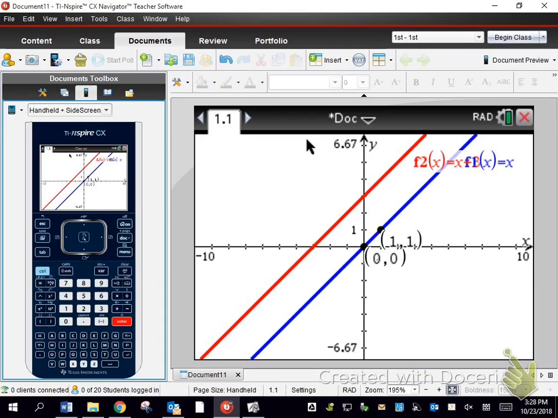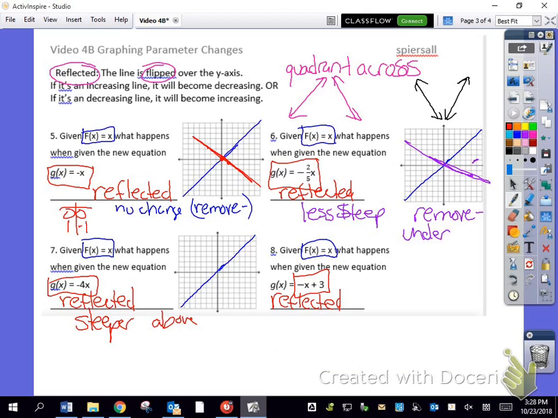Oh, look, they're parallel. So if they're parallel, I don't use steeper, I use shift. I went from blue to red, so I shifted up. I shifted up. Remember, when your lines are parallel, you're going to use the word shift. Okay? And I went from the blue to the red, so it's up.